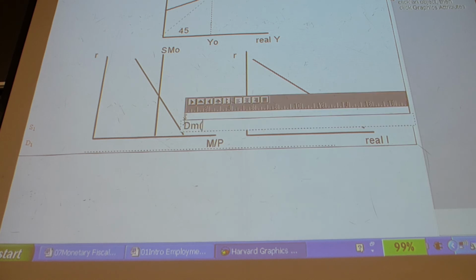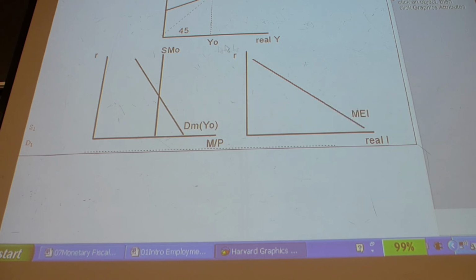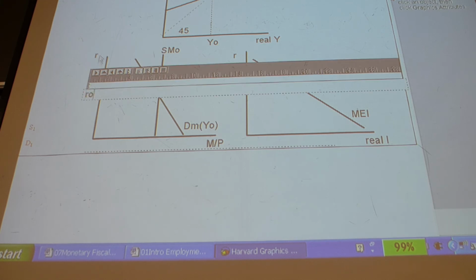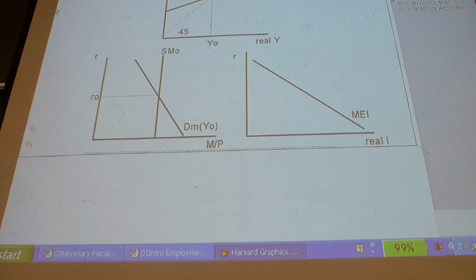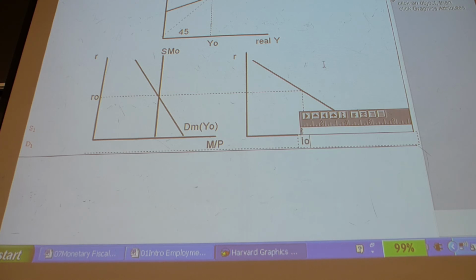Demand for money is a function of Y0, and that gives us the interest rate here, like that. Here's R0. And that R0, as it turns out, defines investment as a function of the interest rate, goes right up to there. And this is I0.